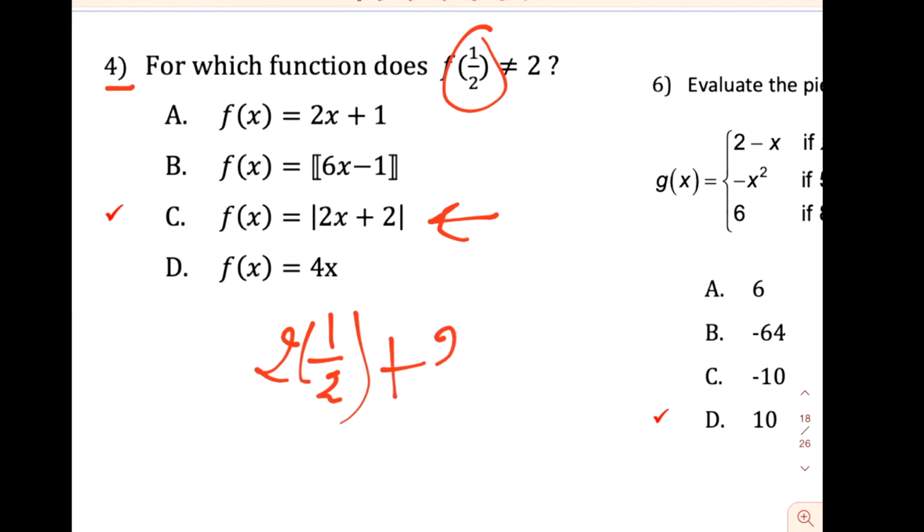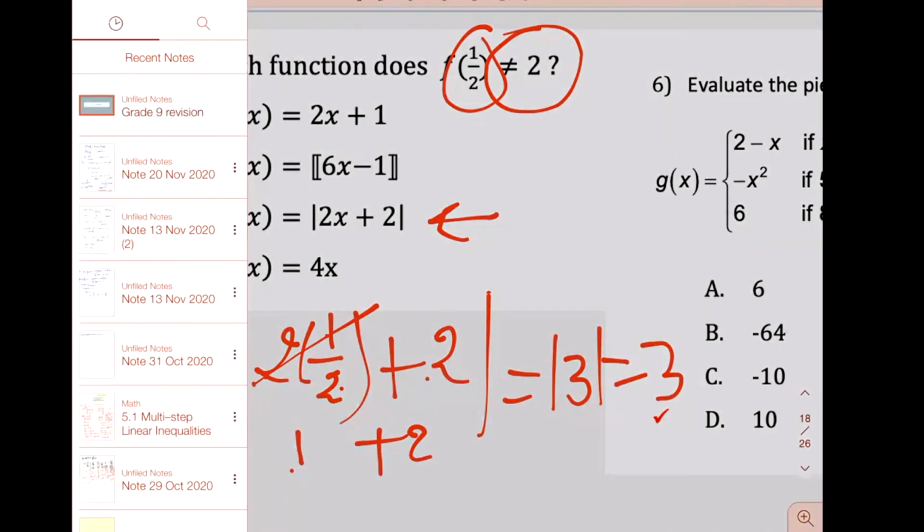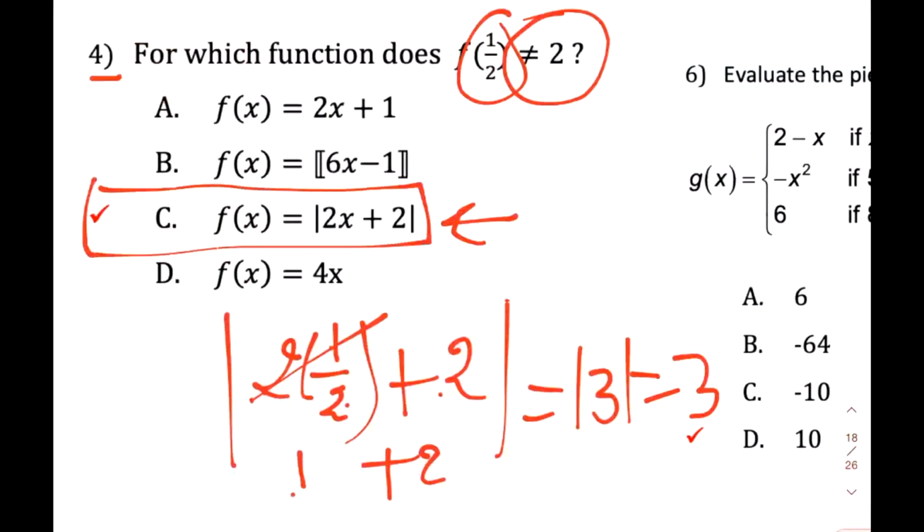plus 2, absolute value. 2 times half is 1. This is exactly 1. 1 plus 2 is 3. So this is absolute value of 3, which is 3, and it's not 2, as you can see. So this is the only one that doesn't give you 2. Okay. Next one.